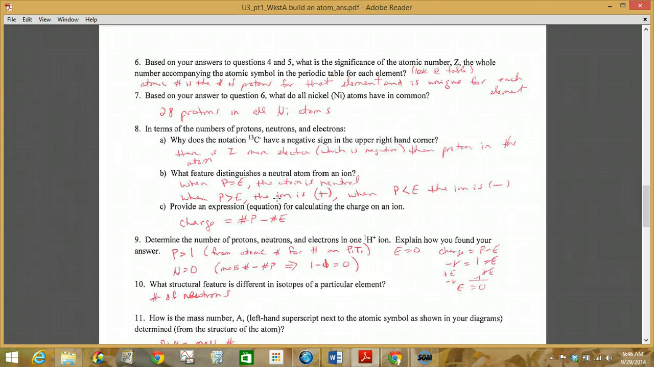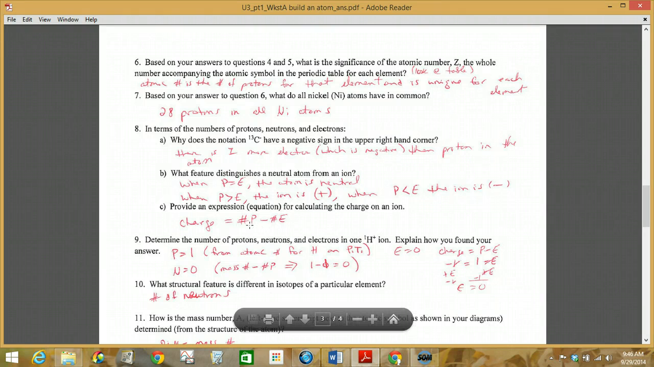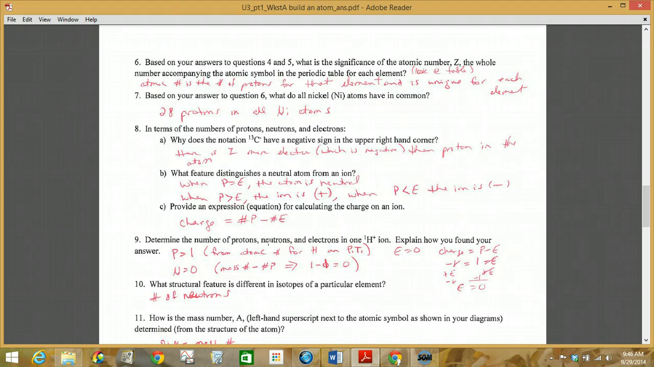If it's charged, a positive ion or a negative ion is a charged atom. To figure out the charge, basically what you can do is take the number of protons minus electrons. This way, if the electrons outnumber the protons, this will end up being a negative number and therefore a negative charge. If the protons outnumber the electrons, then that would end up being positive and therefore a positive charge.